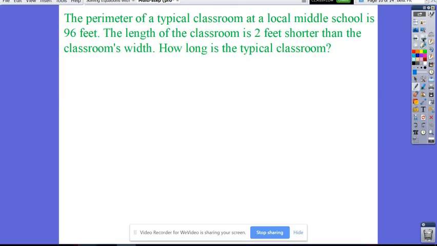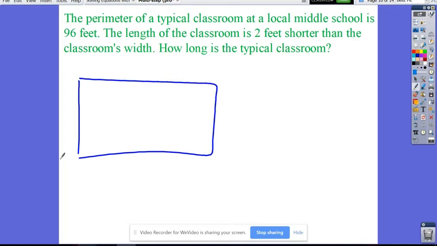Some more word problems, get some more practice. The perimeter of a typical classroom. So perimeter at a local middle school is 96 feet. The length, let's call this the length, we'll call this the width. The length is 2 feet shorter than the width. So the length is 2 shorter than the width. Instead of length, I can just say width minus 2. So that's the width, that's width minus 2. How long is a typical classroom?